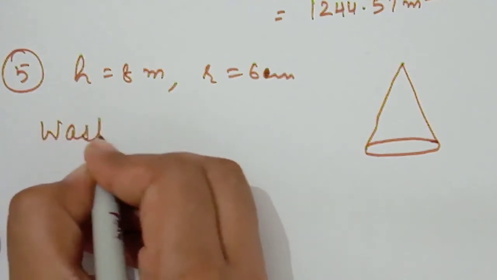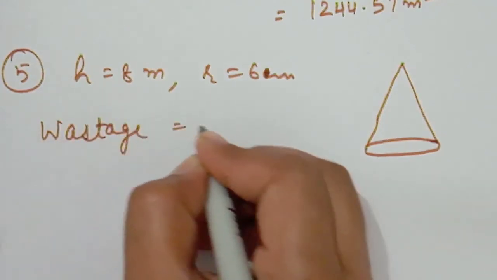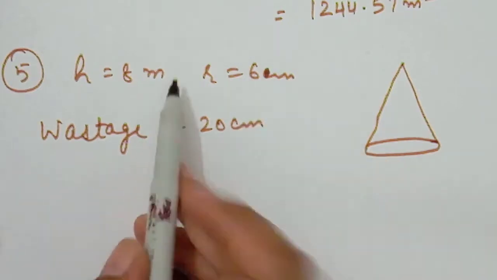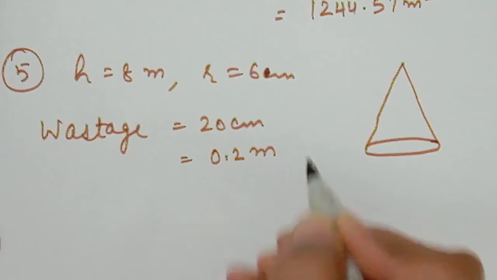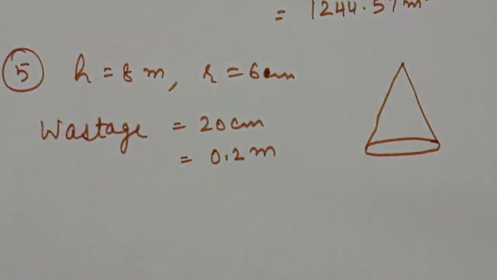So the wastage of the cloth for stitching and cutting is 20 centimeter. Because all other units are in meter, we have to change it: it is 0.2 meter. Students, we know very well that we have to purchase cloth with the wastage. If our shirt will be made in 1.5 meter, then we have to purchase 2 meters for the tailor. So he said the tarpaulin is 3 meter wide.